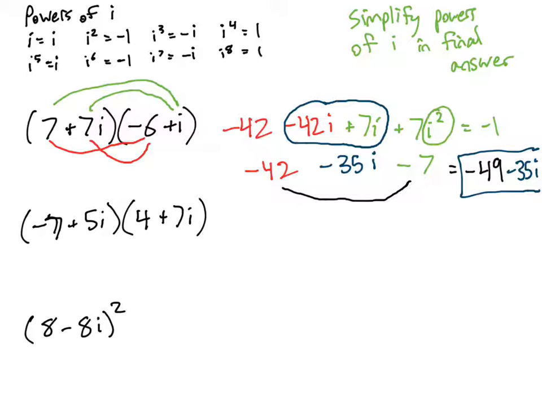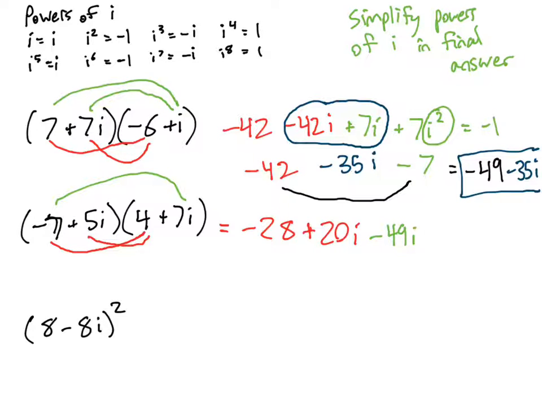In our next example, we'll follow the same method. So we're going to first multiply each of these terms by each other. Negative 7 times 4 gives us negative 28. 5i times 4 gives us plus 20i. Negative 7 times 7i gives us minus 49i. And 5i times 7i gives us plus 35i squared.